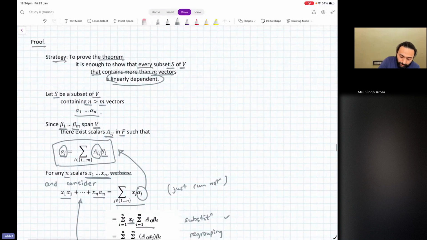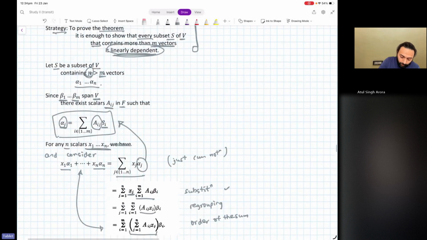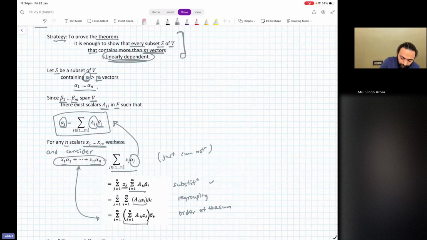And what we want to reason is that if you have n elements, where n is greater than little m, then we'll show that this linear combination can always be made 0 with non-trivial entries. Something like this is what we want to argue, right? Because we want to show that if you have more than little m vectors, then it's going to be linearly dependent, right? That is the strategy we're trying to follow. So to implement the strategy, we are going to consider a linear combination of these alphas.